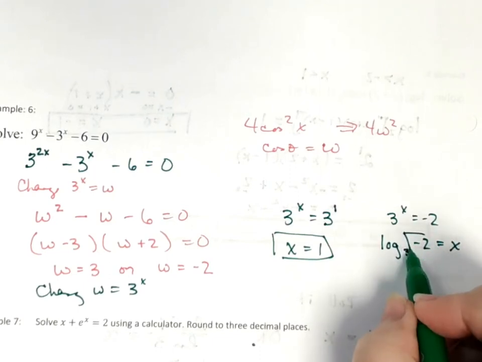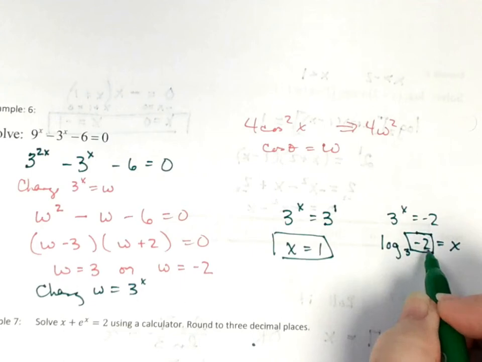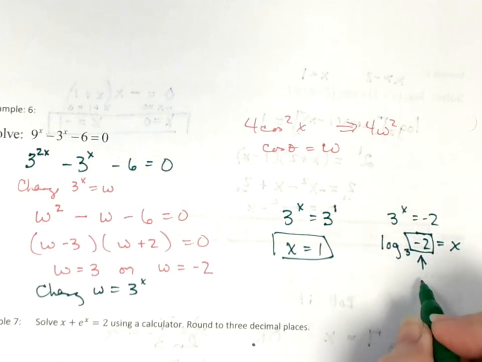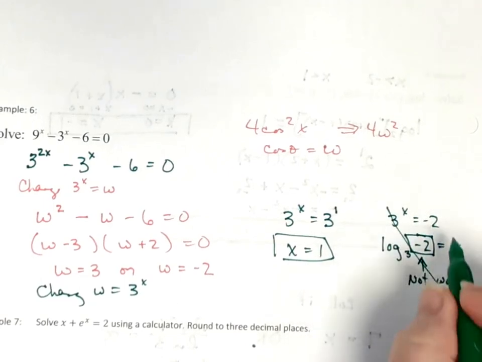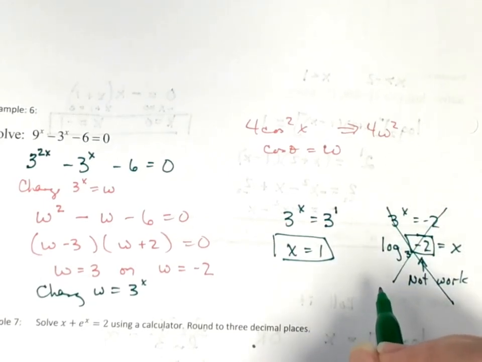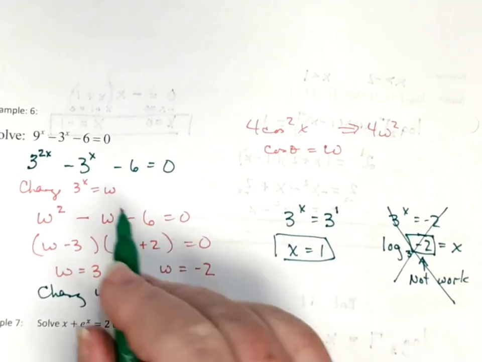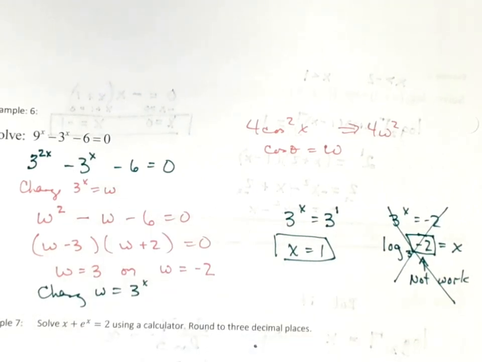Remember back, though, that my domain says that the argument has to be positive. Is that a positive number? It's not. So this will not work. That's called an extraneous solution. This solution would not make the problem true. So x equals 1 is the solution to our problem.